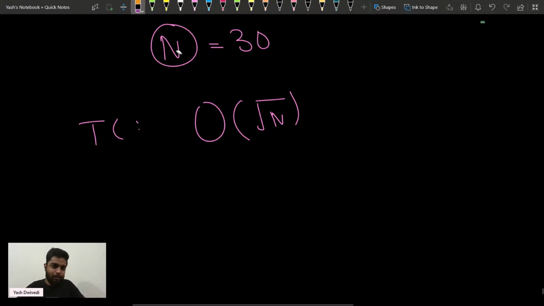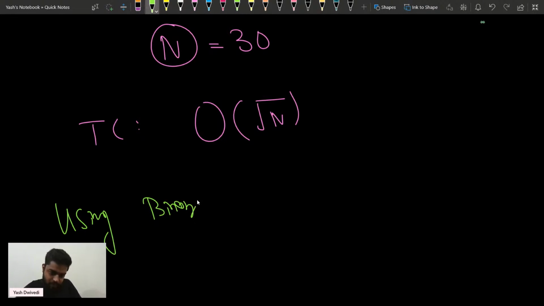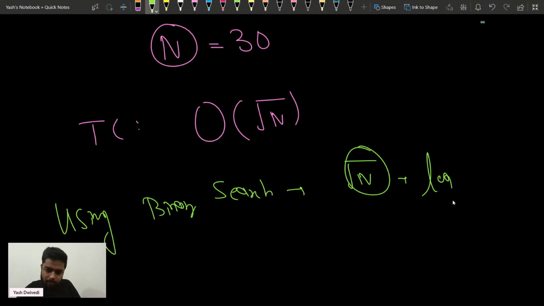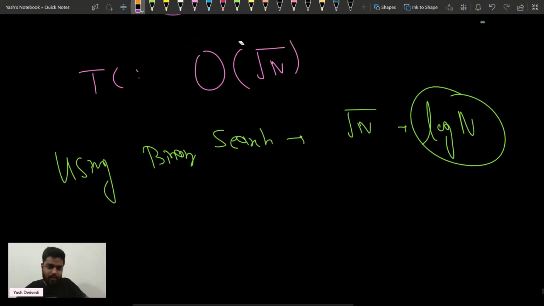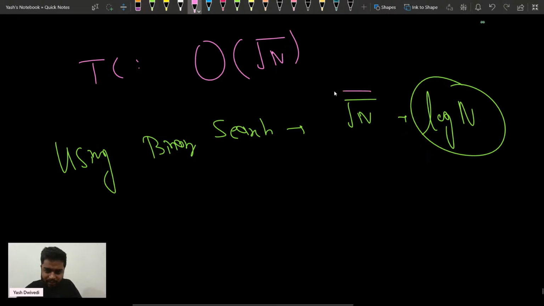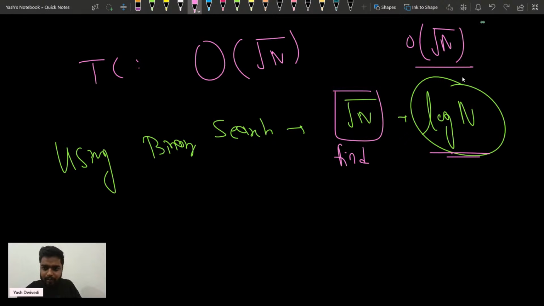There's a process using binary search. Using binary search, you can find the under root of n in logarithmic of n time. You can find under root of n in log n time, instead of doing it in order of square root of n time.